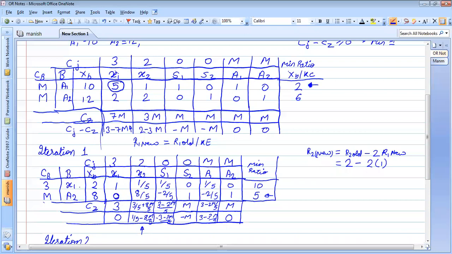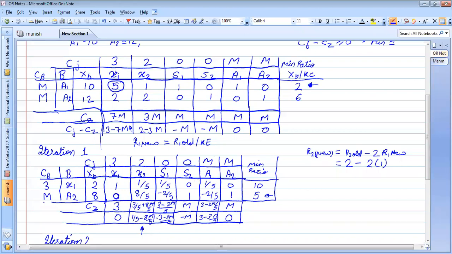CZ will be equal to 1 into 3 minus 0 into M. So this will be equal to 3. Then 1 by 5 into 3, that is 3 by 5, plus 8 by 5 into M, so plus 8M by 5. Then 1 into 3 by 5 minus 2 by 5 into M, so that will be equal to 3 minus 2M by 5. This you can also write as 3 plus 8M by 5. I've just not written it. Okay, you can write that also.